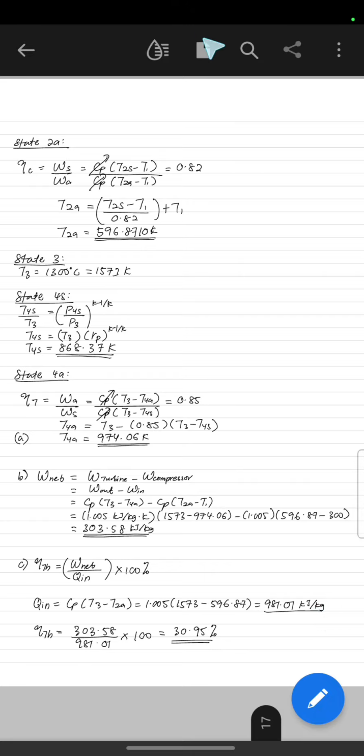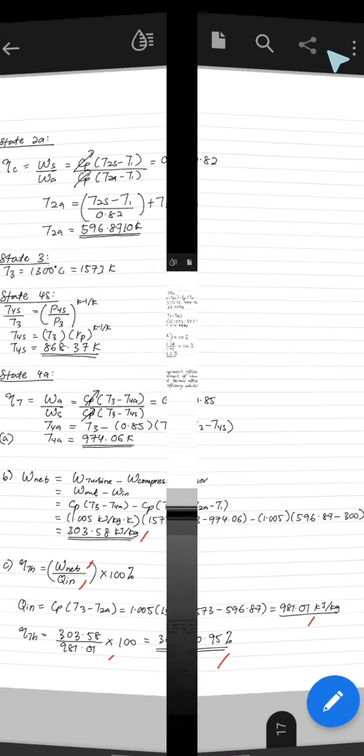And next, what you do is that you fill in your value for your work net, which is this one, and also the value for your Q in, which you got from this one. So when you calculate, then you will have 30.95% for the overall thermal cycle efficiency.